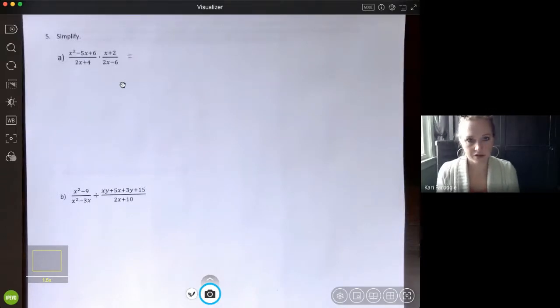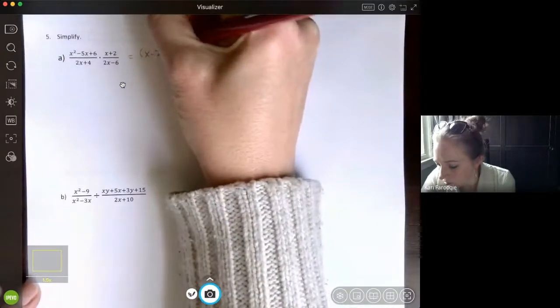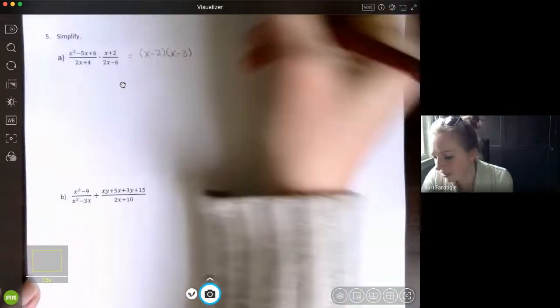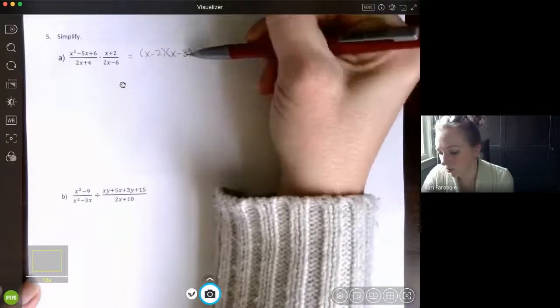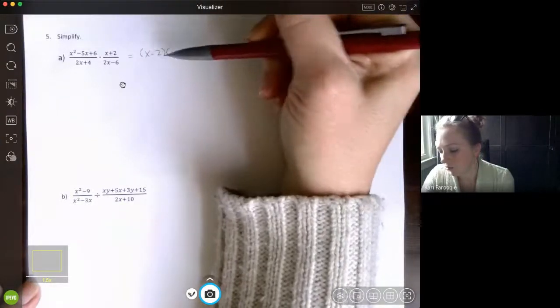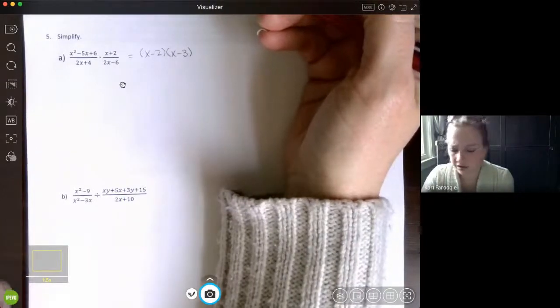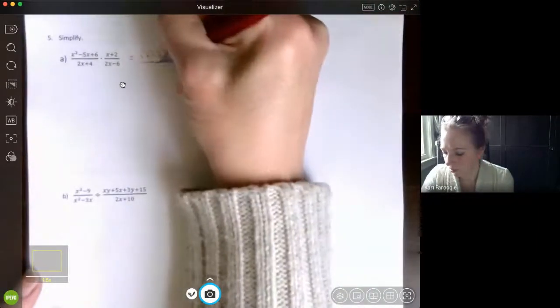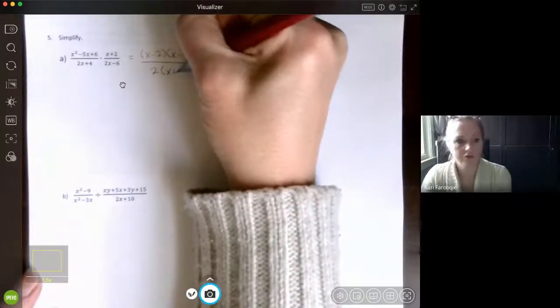If you're thinking 6 and 1, that can't be, because it would have to be +6, +1, or -6, -1, and those wouldn't add to -5. So we're going to factor this as x minus 2 times x minus 3. Remember that these are both minus signs because -2 times -3 is +6, and -2 plus -3 is -5. Be careful with these little things as you're factoring. They'll make a big difference. In the denominator, factor out the GCF of 2.